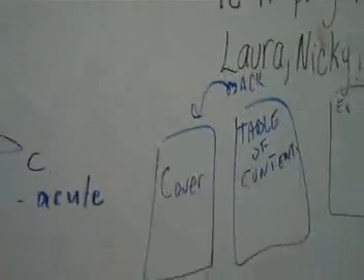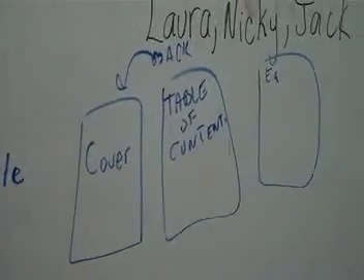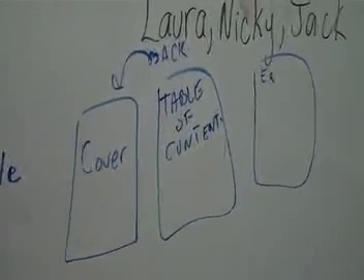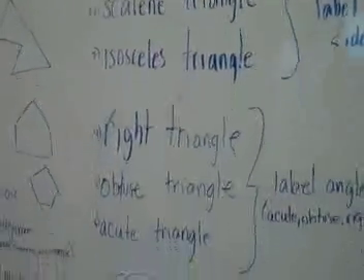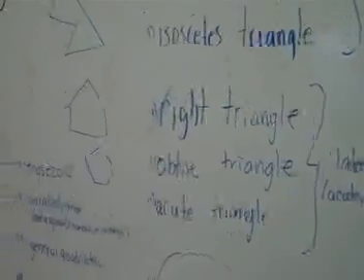And don't forget, the first page is the cover sheet. The page on the back of the cover sheet is your table of contents, which will list all 16 of the polygons that you're going to put in there. I've shown you the triangles.